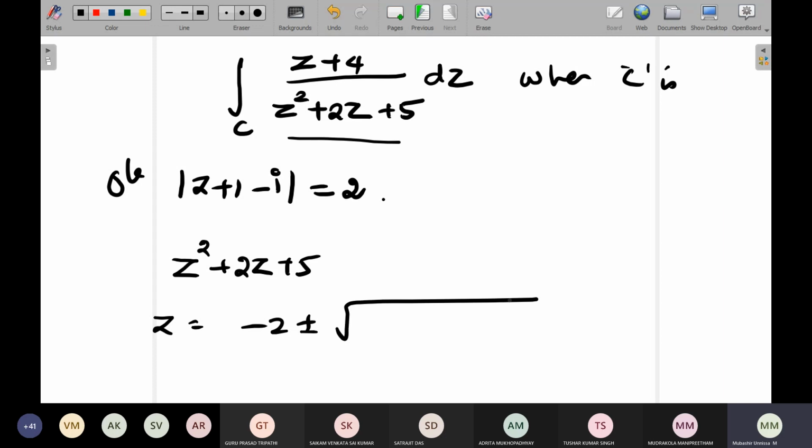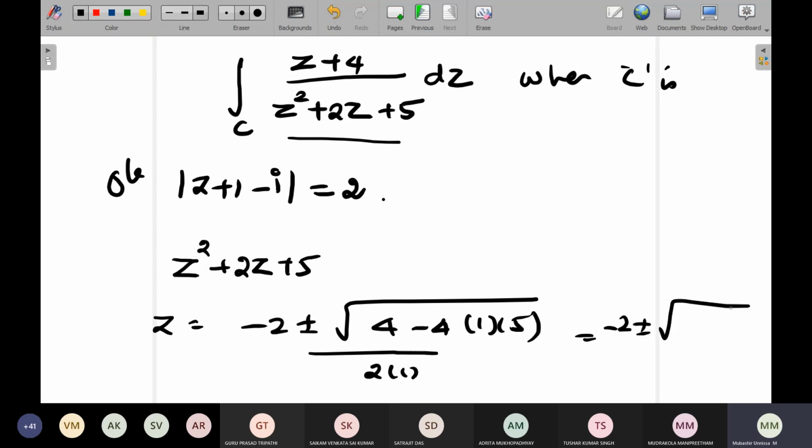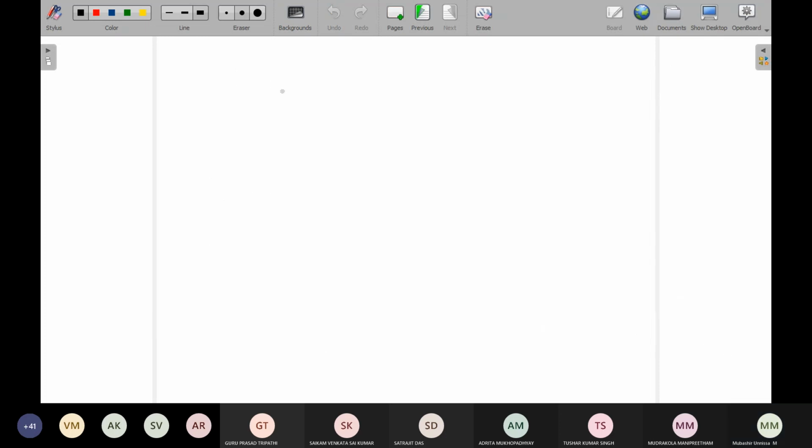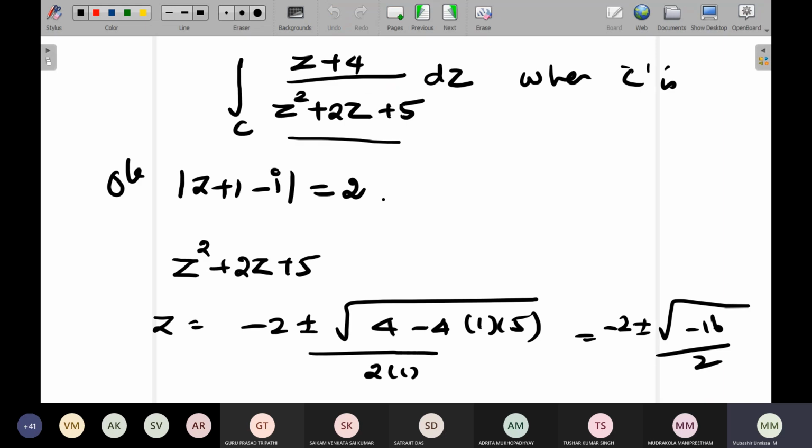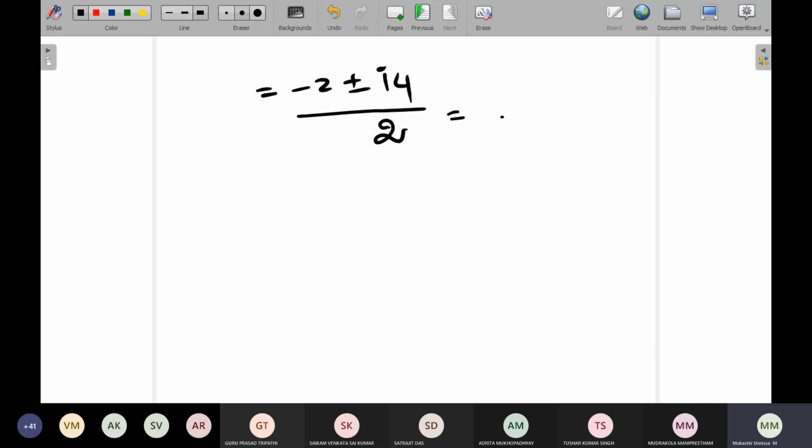So minus b plus or minus root of b square minus 4ac divided by 2a. Once you simplify this, you'll get minus 2 plus or minus root of 4 fives are 20 minus 4, so minus 16, divided by 2. So minus 2 plus or minus 4i divided by 2. So what are the points you get? Minus 1 plus or minus 2i.